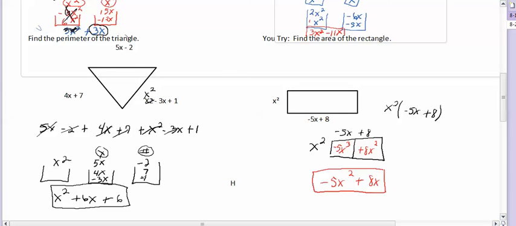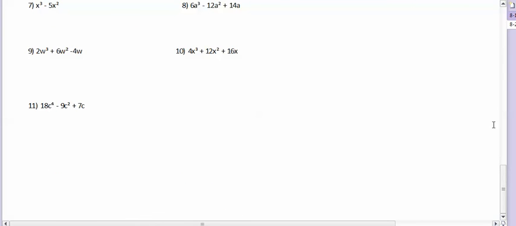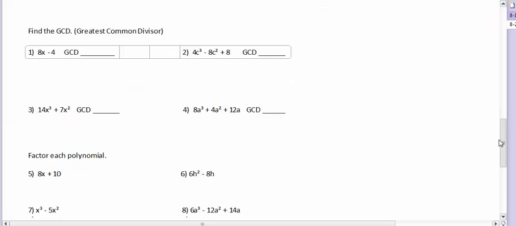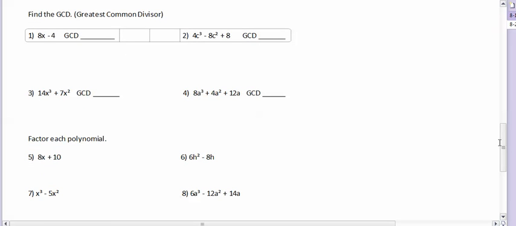Okay, so the answer to that one is negative 5x squared plus 8x. That is the area of that rectangle. Alright, so now you're flipping it over to the next page. On the next page, you're going to find the greatest common divisor. So what we're going to do is find numbers and letters that the terms have in common.